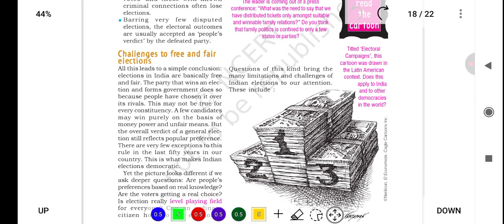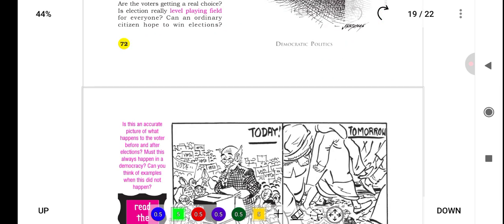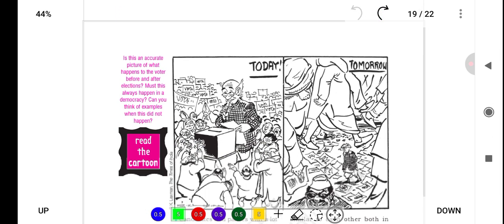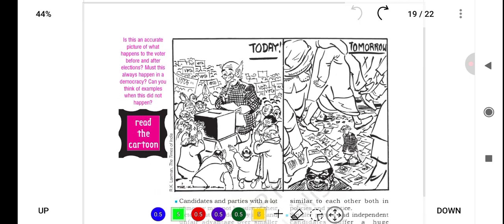So this is titled electoral campaign. This cartoon was drawn in the Latin American context. Does this apply to India and to other democracies in the world? Please do answer the question in the comment section below. Then challenges to free and fair elections. Then another cartoon: before the election the voters are the real king, and after the election outcome comes, you are nobody to be cared of.